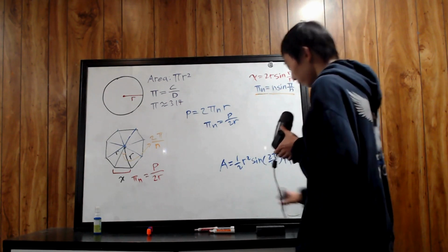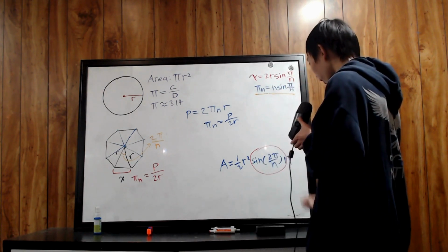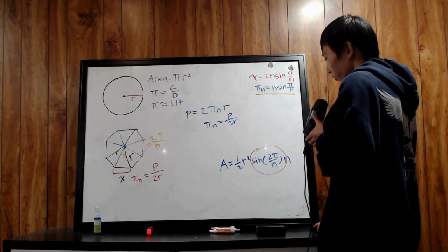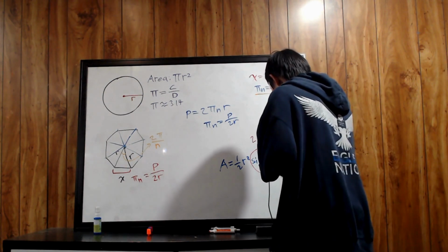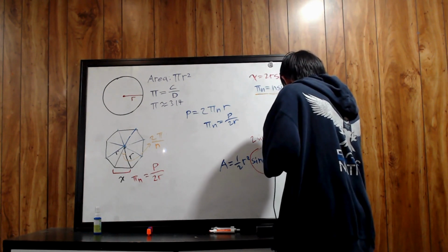Okay, so now let's simplify this. Notice we have sine of 2π over n. Notice that we can use the double angle formula for sine. So this would just be equal to 2 sine π over n times cosine π over n.